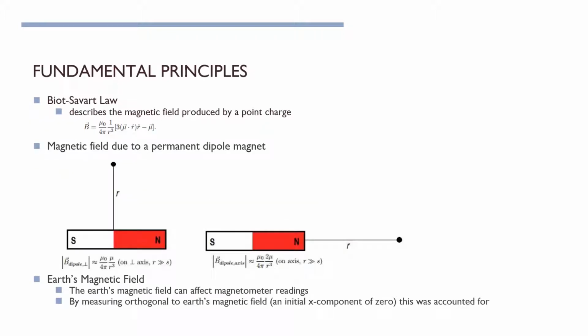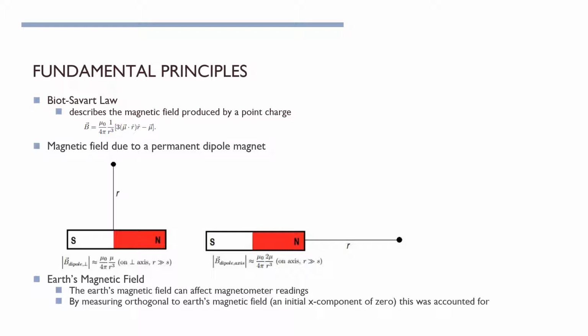So there are some fundamental principles needed to understand this lab. The first is the Biot-Savart law, which describes the magnetic field produced by a point charge and is stated there. Next is the magnetic field due to a dipole moment. Now, this is derived from the Biot-Savart law, but there's 2 cases. First is when your observation location is perpendicular to the magnetic dipole. In this case, your magnitude of the magnetic field is proportional to the mu, or the magnetic dipole moment, and inversely proportional to the observation distance cubed.